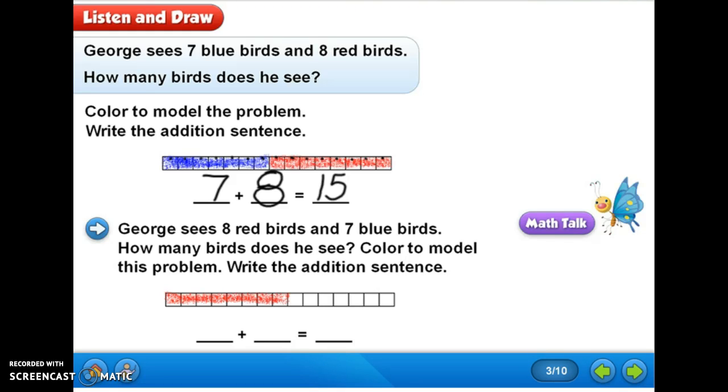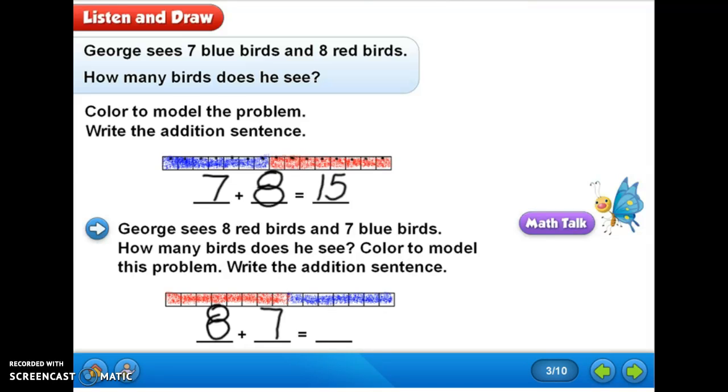All right, so now we need to color 7 bluebirds. So I'm going to color 7 squares blue. 1, 2, 3, 4, 5, 6, 7. All right, so I'm going to color those blue. If you need time to color, you know what to do. All right, boys and girls, let's write the addition sentence. So we started with 8 redbirds, and we added 7 bluebirds.